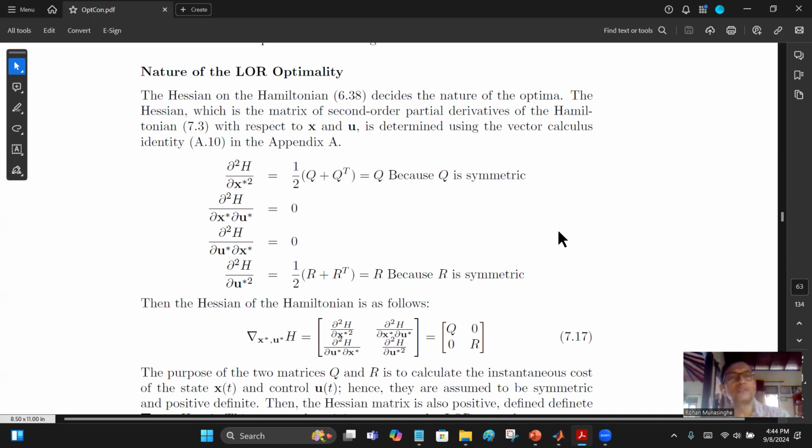So the nature of the LQR optimality is, as I said earlier, you need to get the Hessian of the Hamiltonian. Now you have heard of the Jacobian. The Jacobian is the matrix of first partial derivatives, and the Hessian is the matrix of second partial derivatives. You get the Jacobian and then the Hessian. You need this to say whether your optimum point is actually a minimum or a maximum.